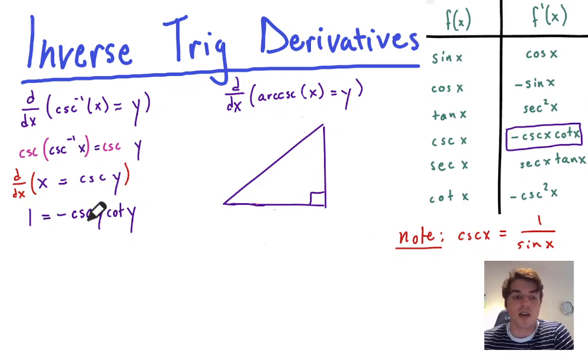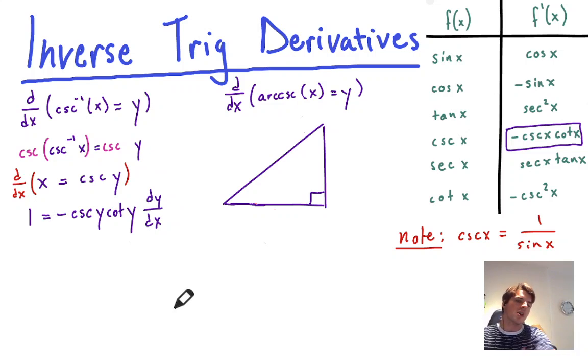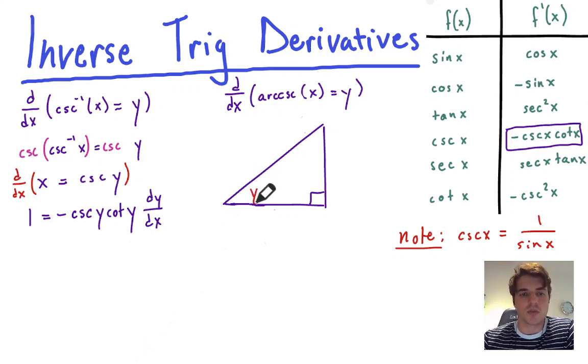Okay, but we're not done. That's the derivative of cosecant of y, but we need to multiply by the derivative of y, which is dy dx. Like in other videos, we decided that we would pick an angle to be y and use the property that the cosecant of this angle y is equal to x.